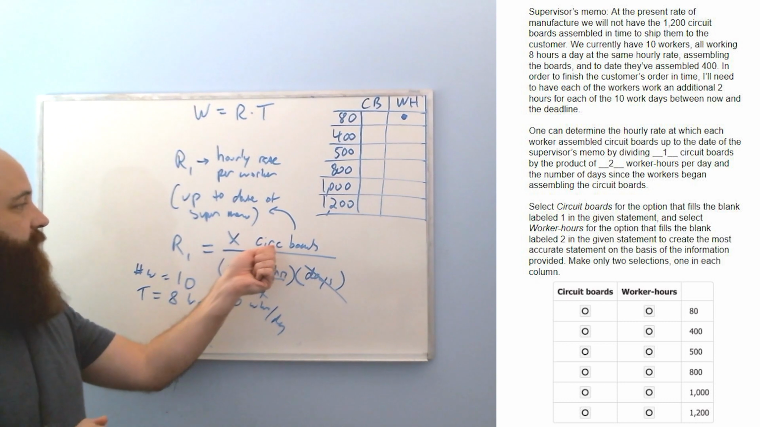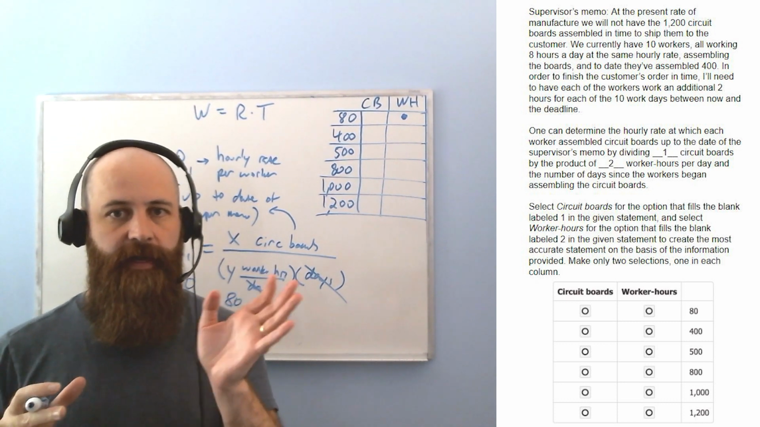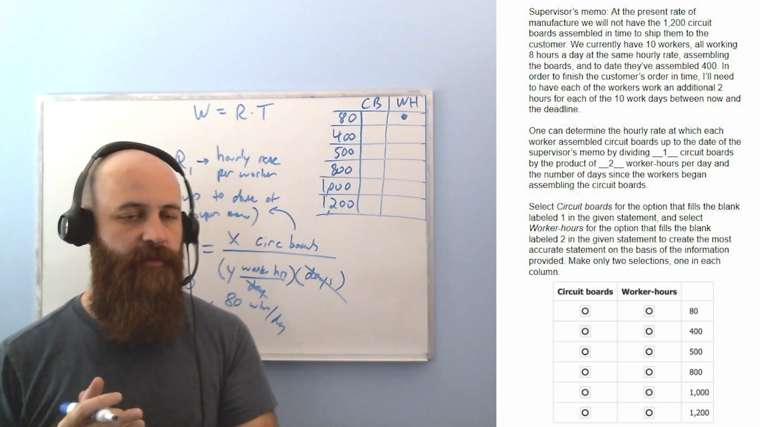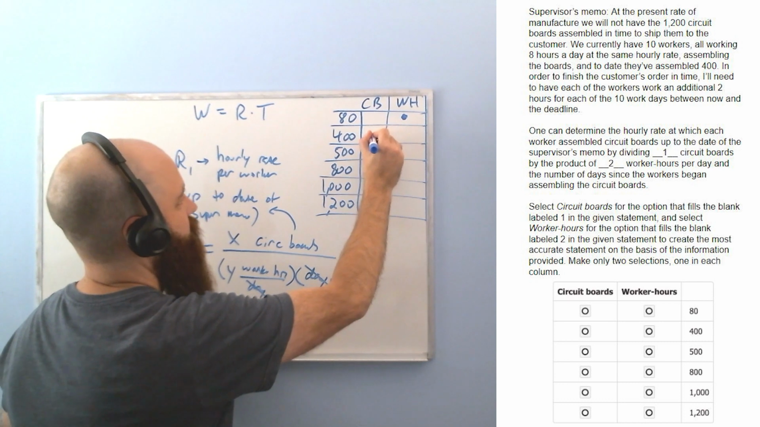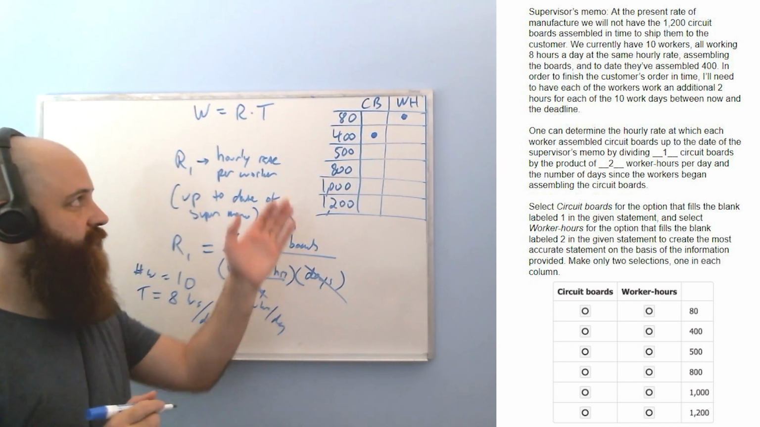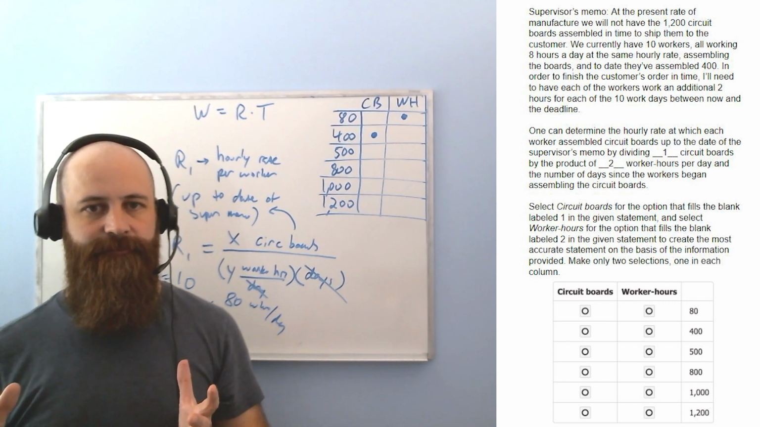Okay, now I just need to find the number of circuit boards that were made up to the date of the supervisor's memo. I keep reading. To date, they've assembled 400. Boom, there we go. They've assembled 400 circuit boards, and I've got my answer to this question. 80 worker hours per day, 400 circuit boards, and we're done.